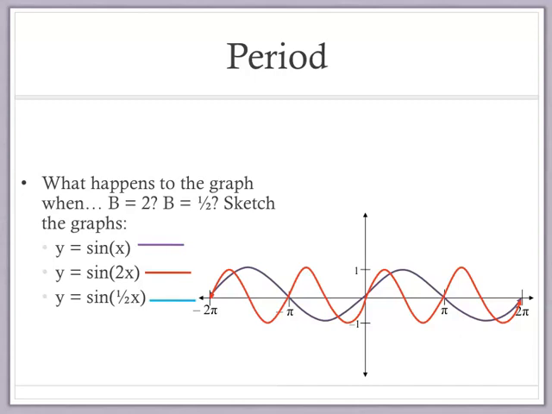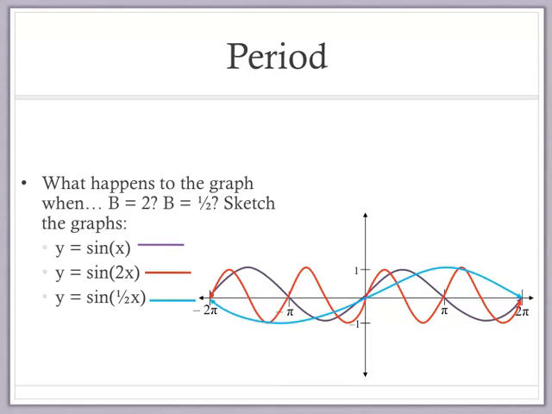Now for the last one there, y equals sine of 1/2 times x, you may guess that this is going to change the period by making it a longer cycle. So rather than a cycle being the length of 2 pi, now one cycle is going to be the length of 4 pi. So this is what that last one looks like. And another way to think of the period is to think of it as a horizontal stretch or shrink.